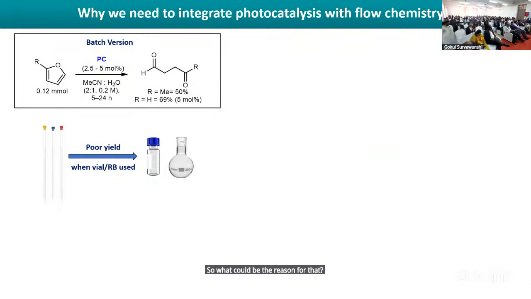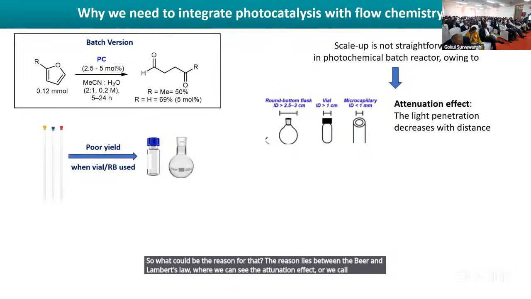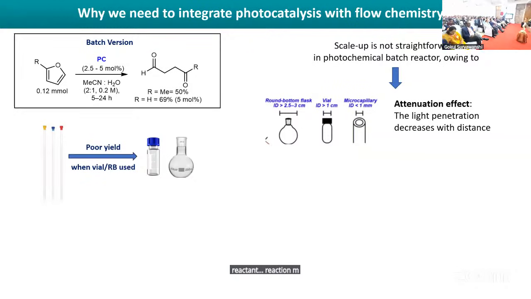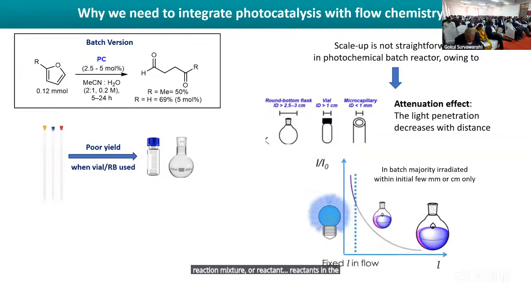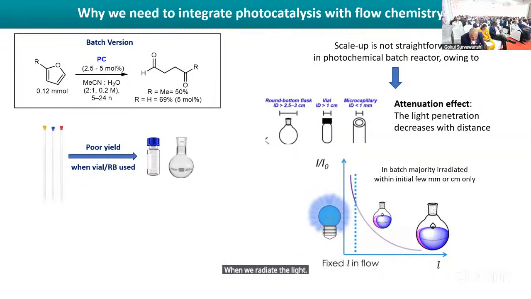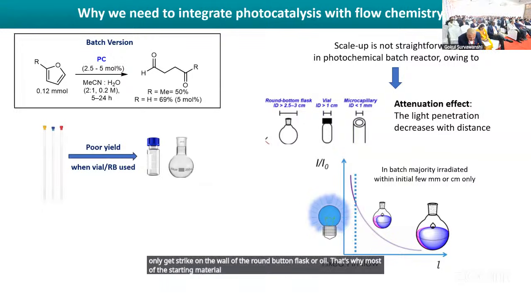The reason lies in the Beer-Lambert law, where we can see the attenuation effect, or simply that light intensity decreases when we increase the distance of the reaction mixture or reactants in the flask. So in batch, what happens actually when we irradiate the light? Most of the light only strikes the wall of the round bottom flask or vial. That's why most of the starting material does not get irradiated.